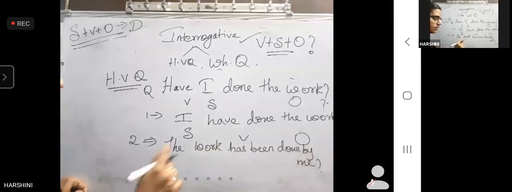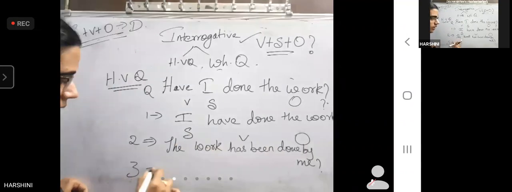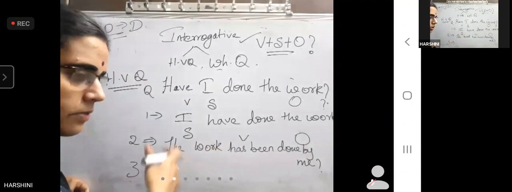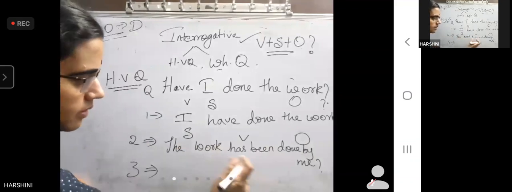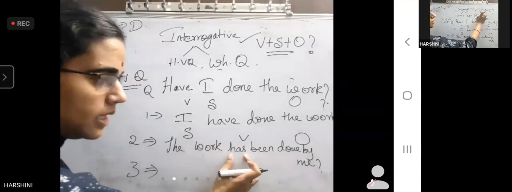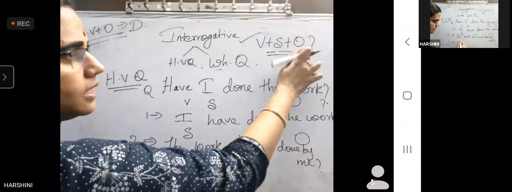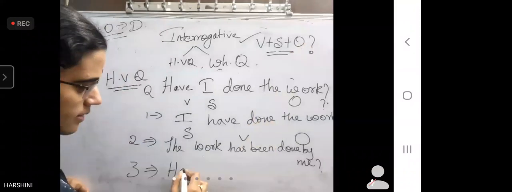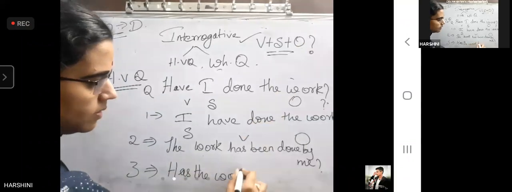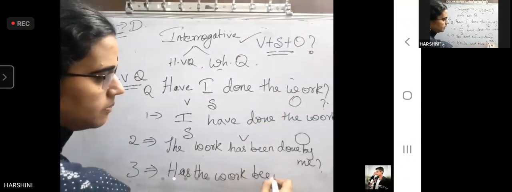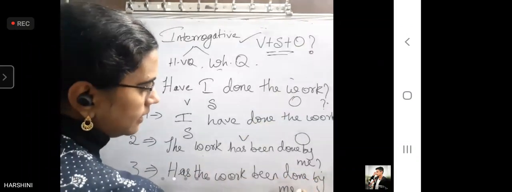Okay. Now you change this into passive voice. Now the third step is convert this passive voice into a question. How would you make it into a question? To make it into a question, it should be in the structure of V, S, and O. So "has" goes to the front. Has the work been done by me?